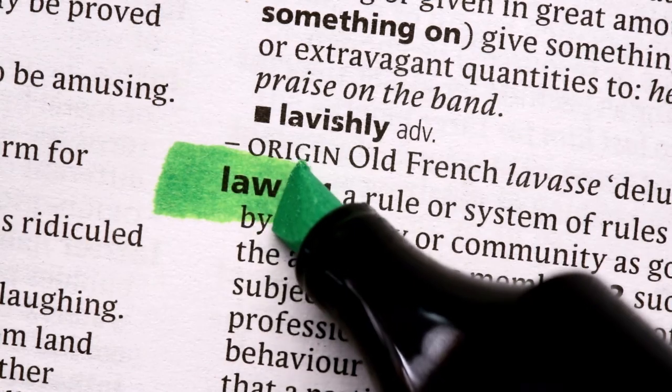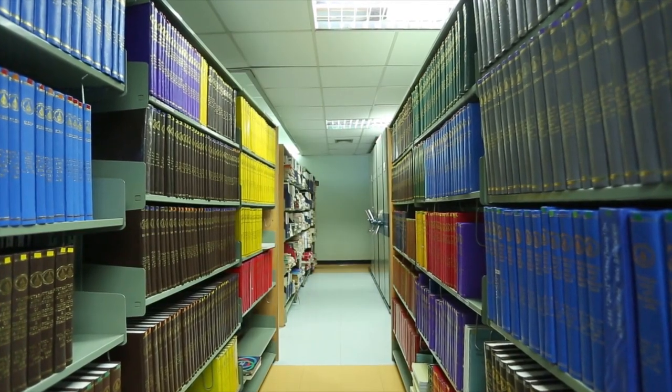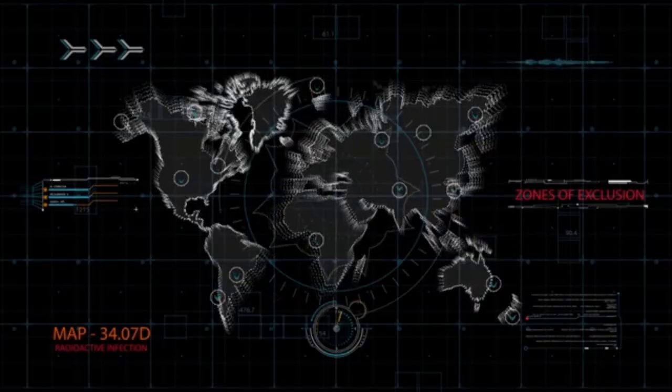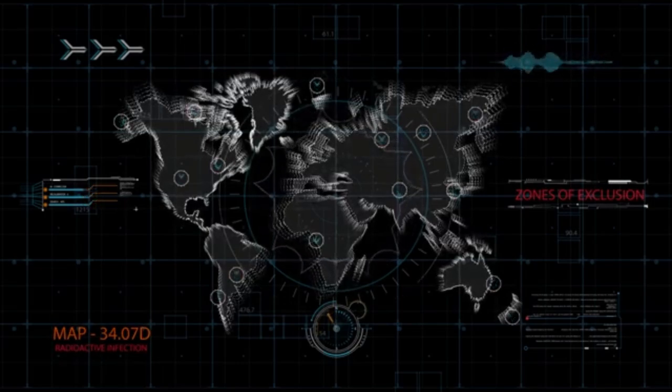We'll look at what law is. Then we'll look at the different sources of law. We'll look at the different legal systems that we have. And finally, we'll look at the main branches of law. Let's start by looking at what law actually is.